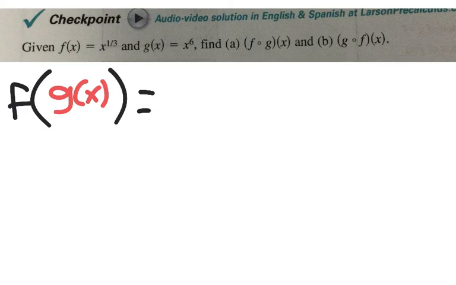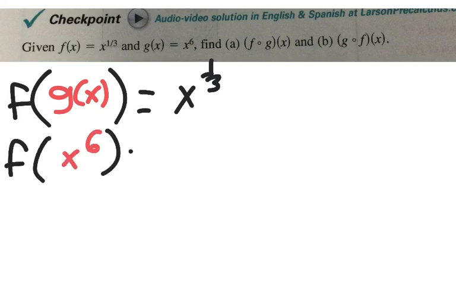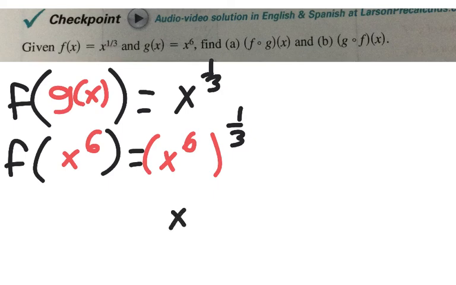So f of g of x, the function f is x raised to the 1/3. So now I'm going to be plugging in x to the 6th, which means I'm going to have x to the 6th raised to the 1/3. When I have a power raised to a power, how do we simplify that? You multiply, so that should be x squared.